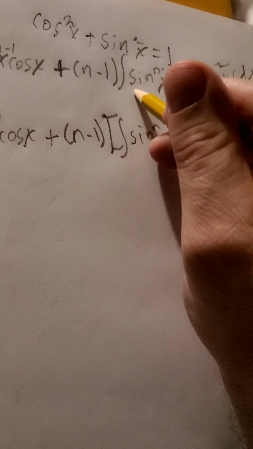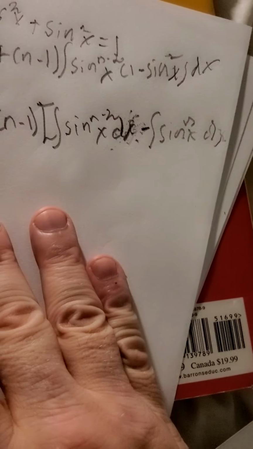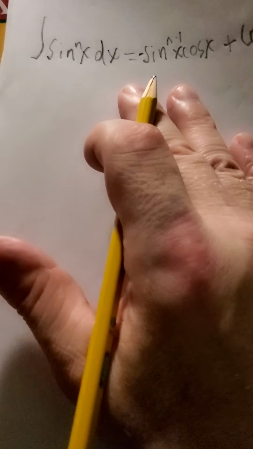Minus the integral of sine to the nth of x. How do I get that? Sine to the n minus 2 times sine squared is just going to give you your sine to the nth power back, dx. This is hard because I'm doing it on paper. But anyway, I'll finish it.